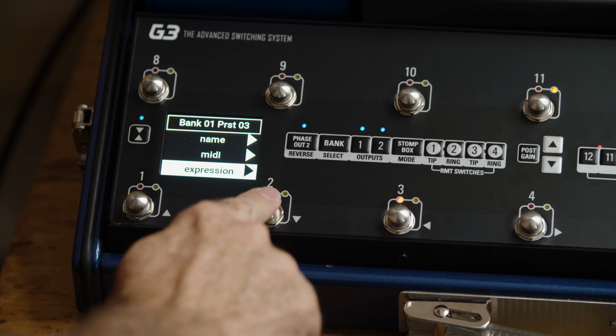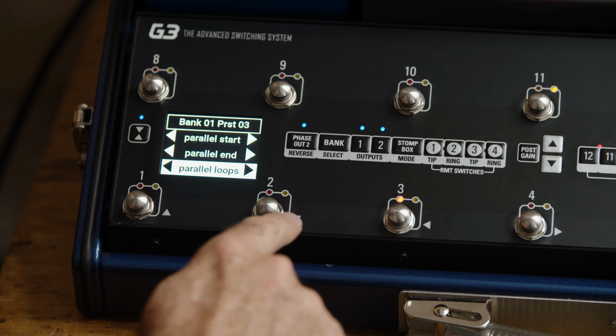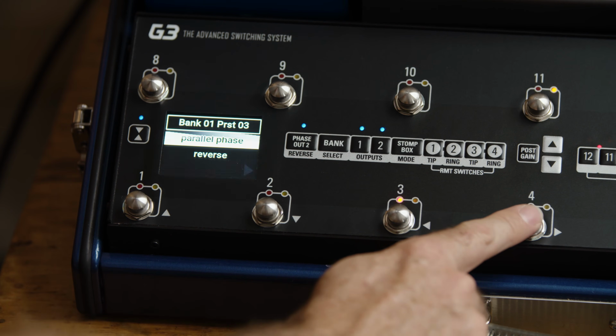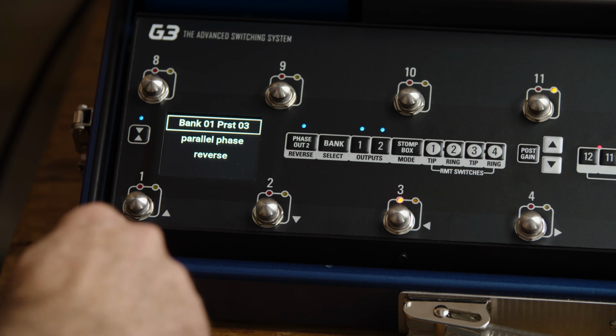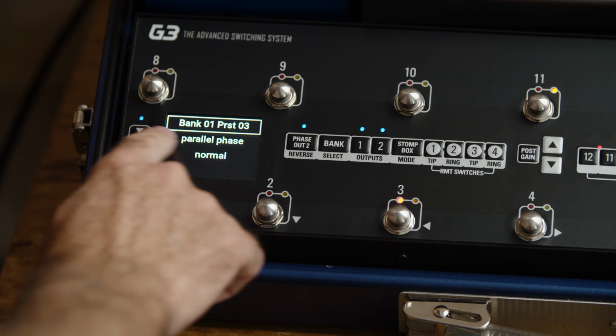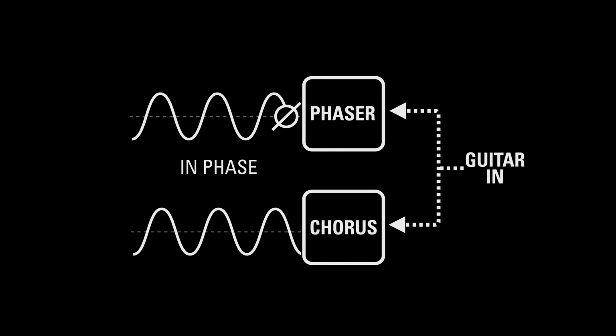So all we need to do to correct that is go into phase setting. At the moment, the phase is reversed. Now this is normal phase. So I've put those two effects back into correct relative phase and it sounds massive. So yeah, it was really important to me that when we were looking at doing parallel, we absolutely had to be able to correct the phase for the parallel chain.